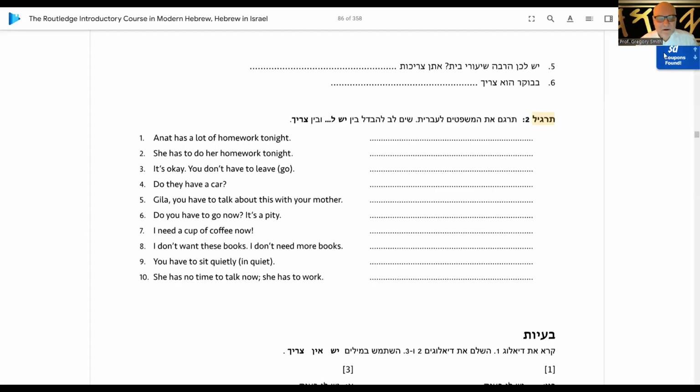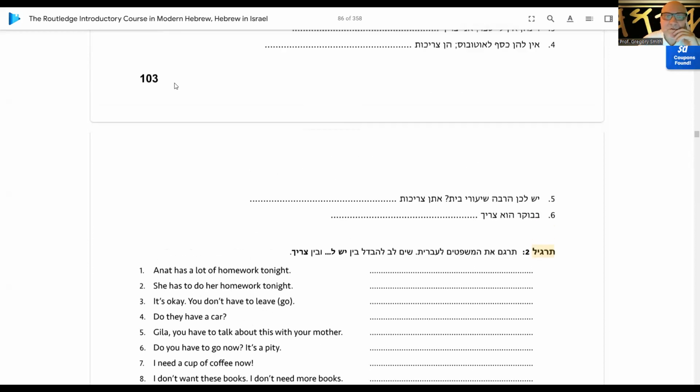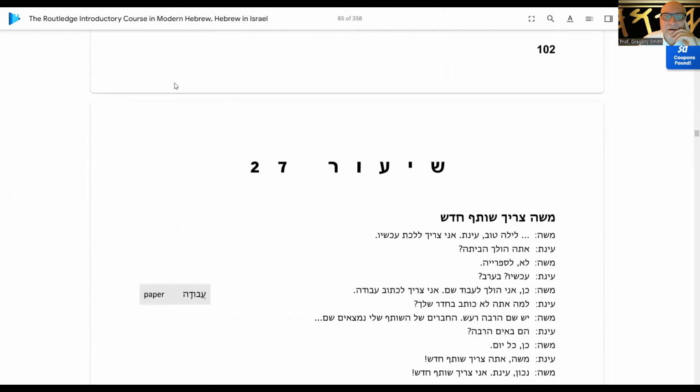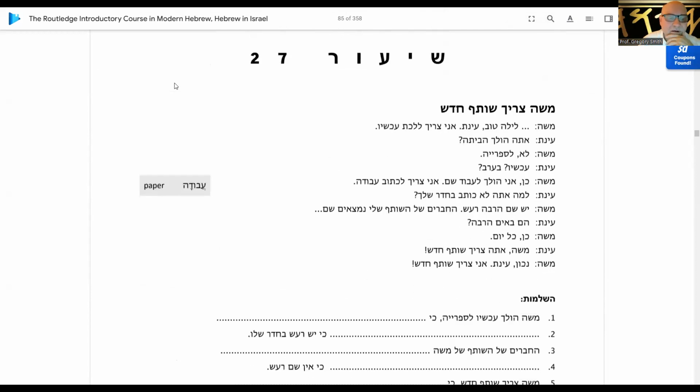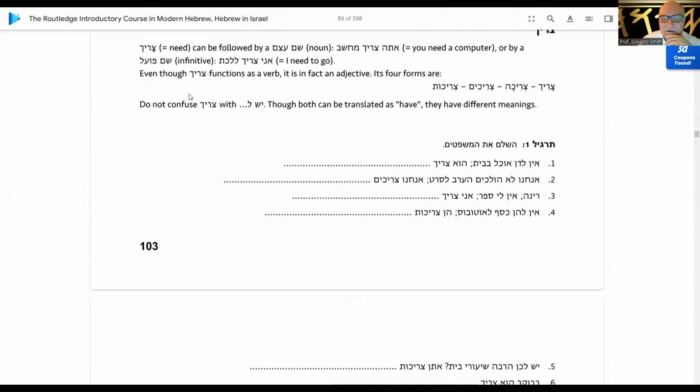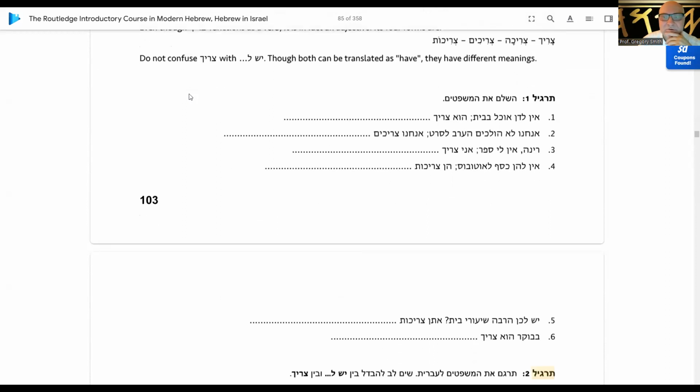Okay, folks, we're going to start another Hebrew class here, and I'm going to continue working on Shiur 27. I think we did Targila 1, exercise 1, and so we're going to continue on here.